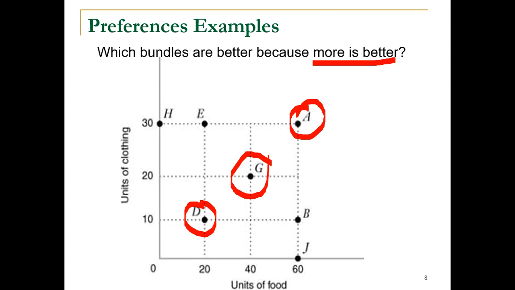Okay, same applies to bundle E. There you only have 20 units of food and 30 units of clothes, but you have room to move to bundle A, where you're going to have 30 and 60. So in short, the best bundle is bundle A. Why? Because more is preferred to less. We love more than less. We want to have more than less of any good.